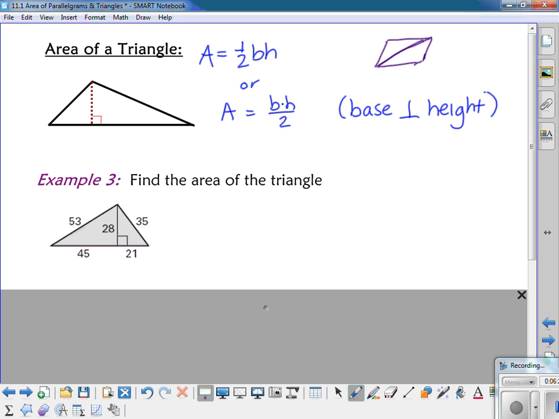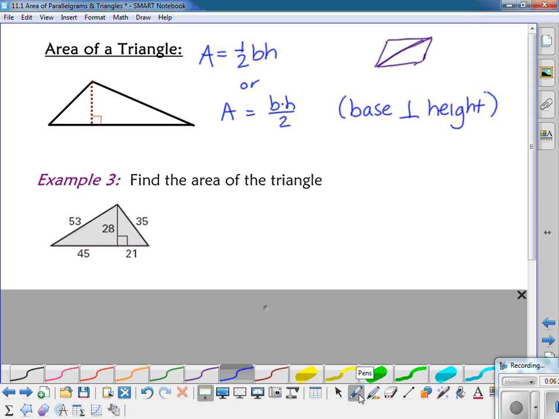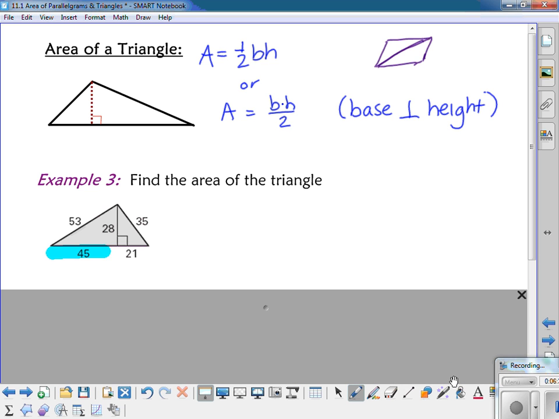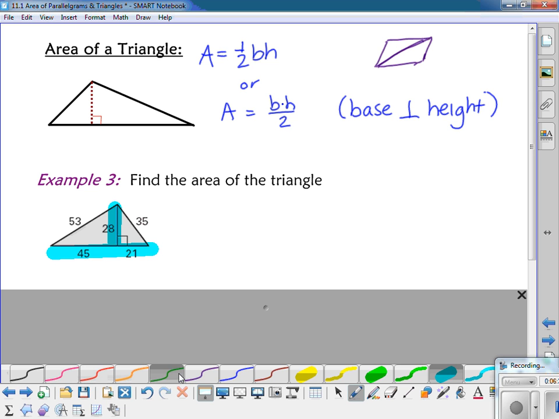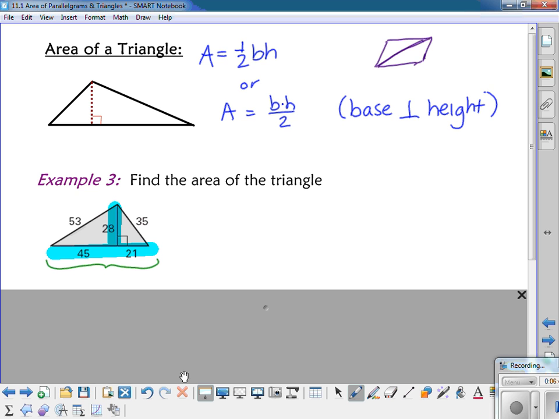So if we look at an example here, we're going to find the area of this triangle. So I need to figure out the base and the height. So here's my base. It's going to be 45 plus 21, and my height is 28. So 45 plus 21, the base is equal to 66. So the area is 1/2 the base times the height of 28. And that comes out to 924 square units.